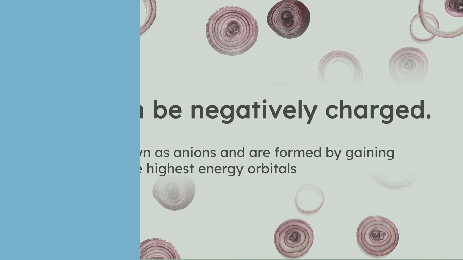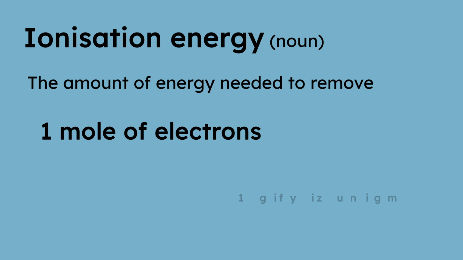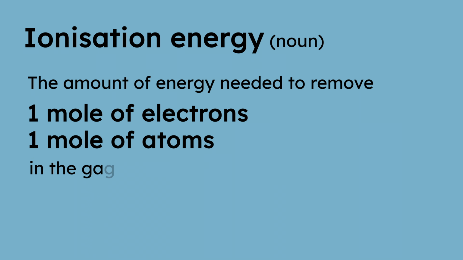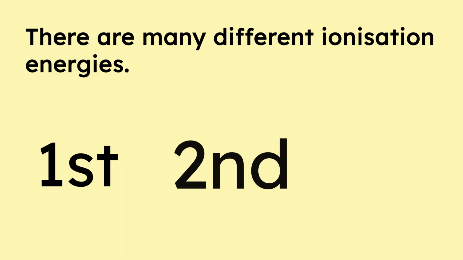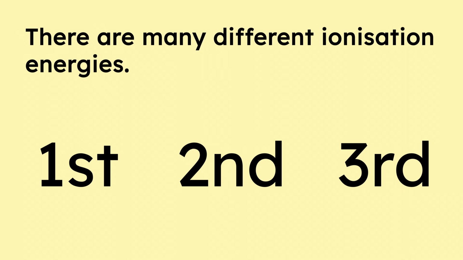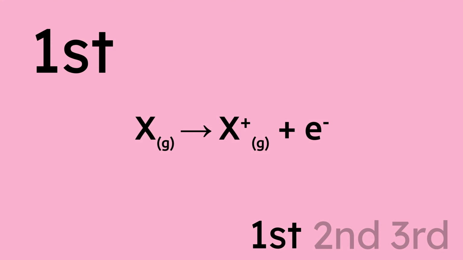Ionization energy is the amount of energy needed to remove 1 mole of electrons from 1 mole of atoms in the gaseous state, and this is measured in joules. There are multiple different ionization energies, but the ones we are focusing on are the first, second, and third ionization energies. The first ionization energy is represented by the equation on screen. It's the energy required to remove 1 mole of electrons from 1 mole of atoms in the gaseous state.